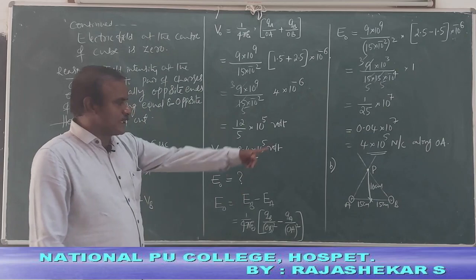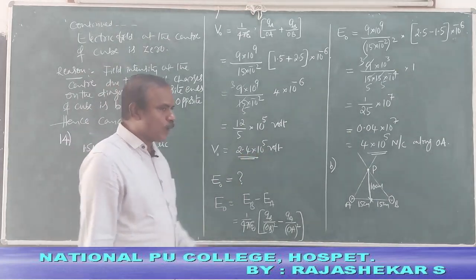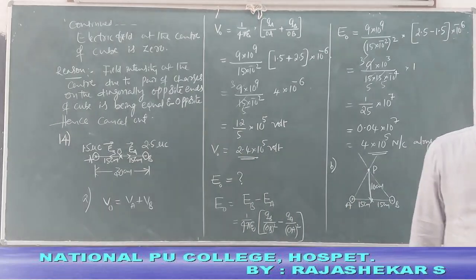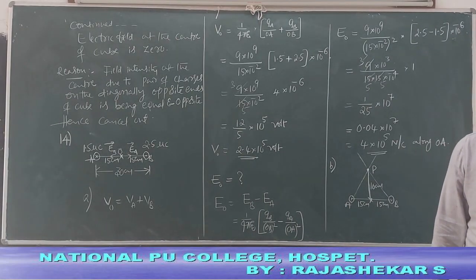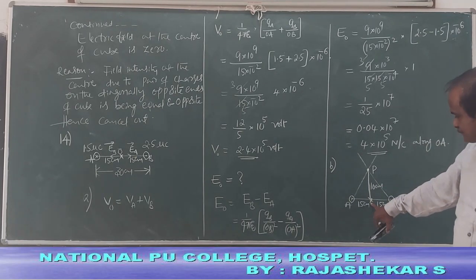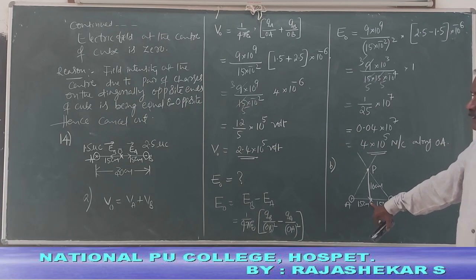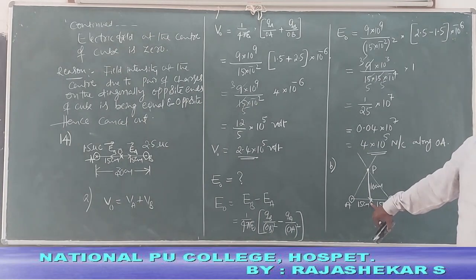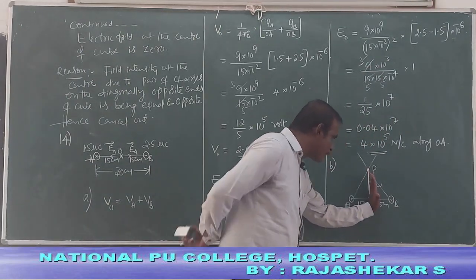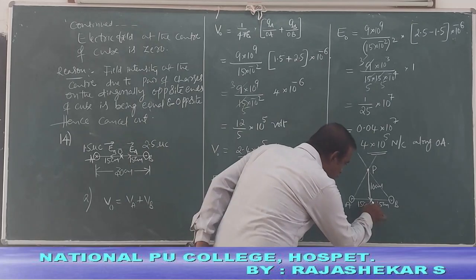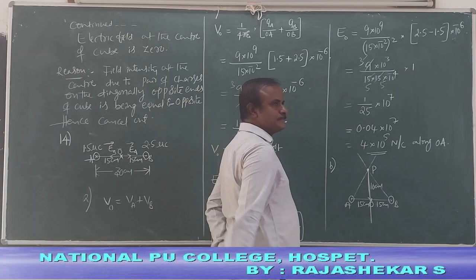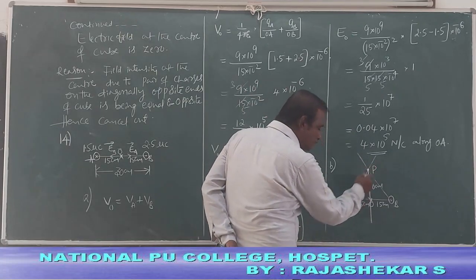Well, students, this is the arrangement. If you observe carefully what we are asked to find in the second part, we are asked to find the field and potential at a point 10 centimeter from the midpoint, in a plane normal to the line and passing through the midpoint. Normal to the line, passing through the midpoint. This is the one, and here a plane is drawn.